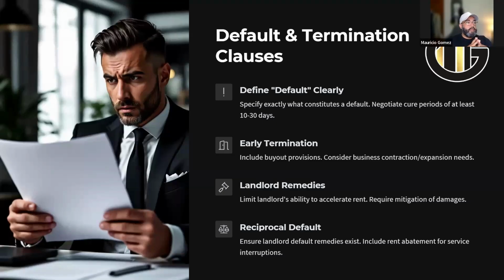And reciprocal default: ensure that the landlord default remedies exist. Sometimes the lease is strictly landlord friendly. A lot of times the lease is landlord friendly, especially if the lease was written up by his attorney friend that knows exactly what to put on there so that the landlord has zero obligations and zero responsibilities to abide by any type of requirements or remedies that the landlord might default on, right?